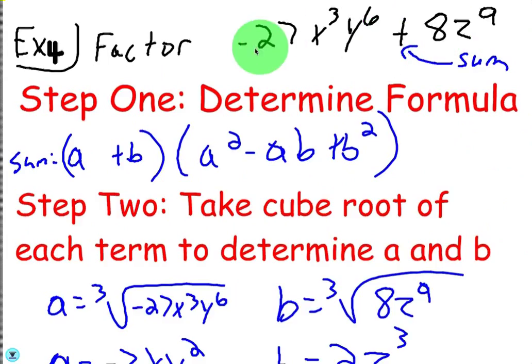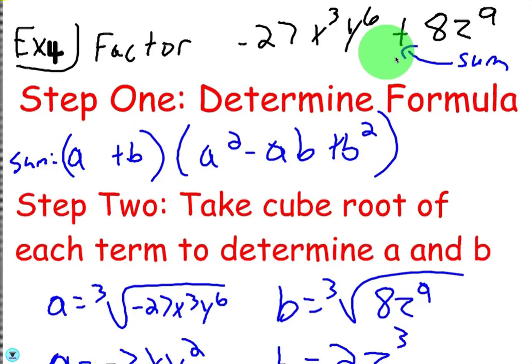You should be able to see that they contain cubes. So we know 27 and 8 are perfect cubes. And then look at the exponents. The exponents need to be multiples of 3, because when you take the cube root of that, it'll end up giving you a whole number. So 3, 6, and 9 are all multiples of 3. So it's very likely we will use the sum of cubes formula for that.